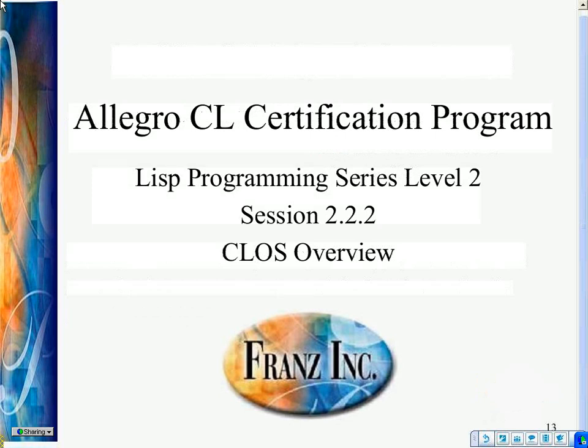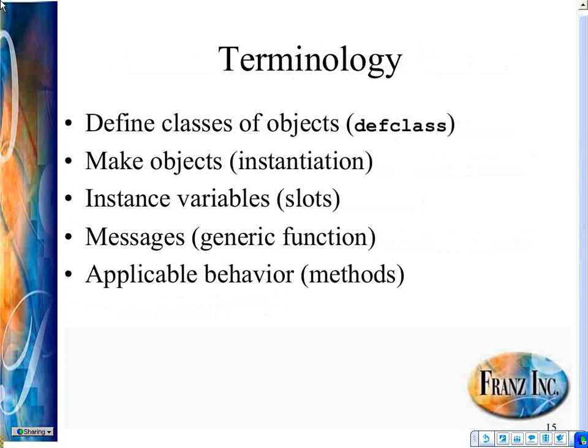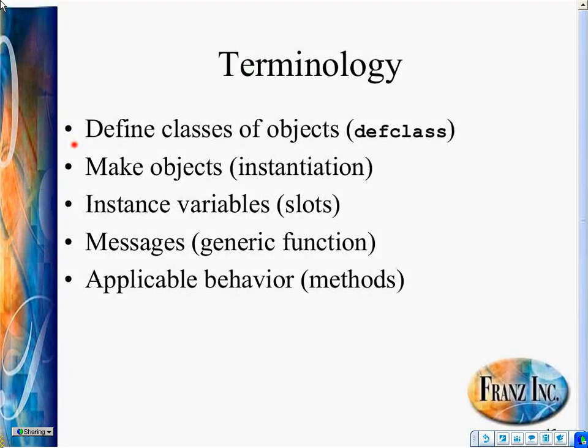Okay, so I'm just going to push on through these CLOS examples. Just a little bit of history. There have been various object systems within Lisp, and CLOS was included in the ANSI Common Lisp. You define classes of objects using defclass. You create or make objects, and that's called instantiation. And you do that with a call to make-instance or a call to a creator function which itself calls make-instance.